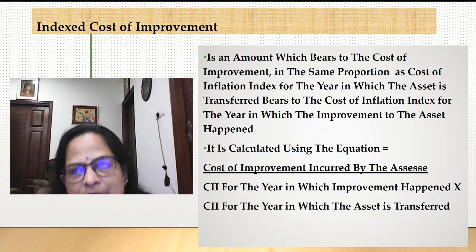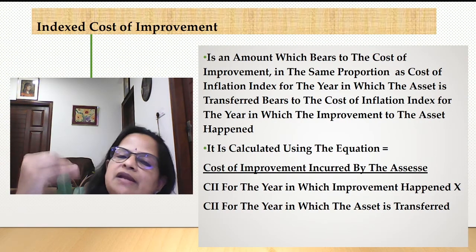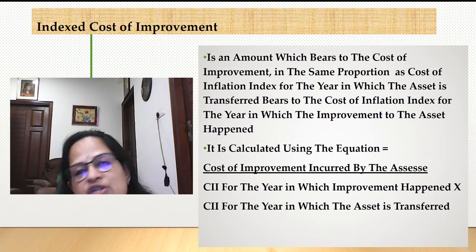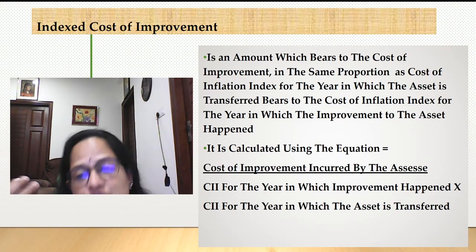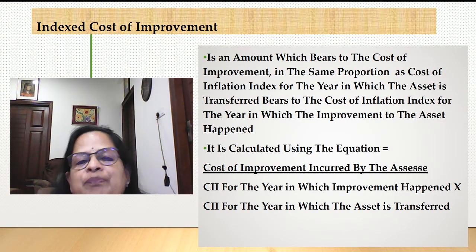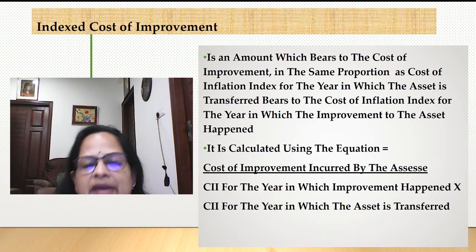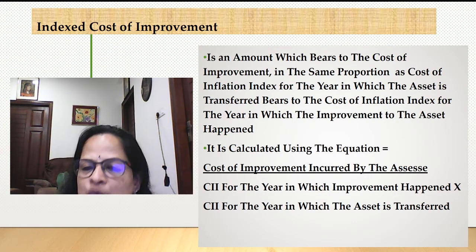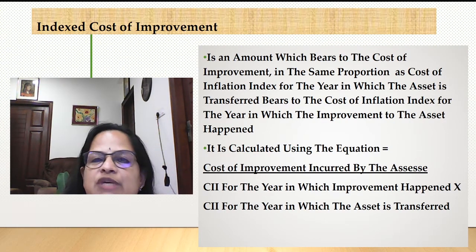So if a house property is purchased in 2000, you are doing some improvement in 2005. So when we are calculating the capital gain, the improvement, whatever you have done to the asset, also should be considered. That also we will index, because then it will reflect the actual price of 2019, the year of sale. That is the idea of index cost of improvement. So it's calculated using the equation: cost of improvement incurred by the assessee, that amount will be there in the question, divided by CII for the year in which improvement happened, into CII for the year in which asset is transferred. So this equation also you have to remember.